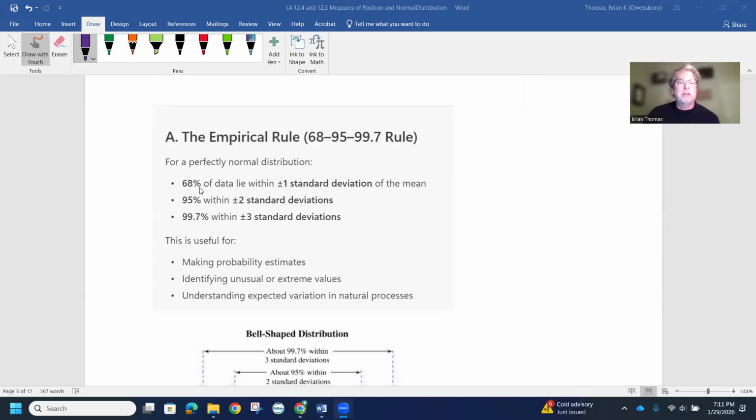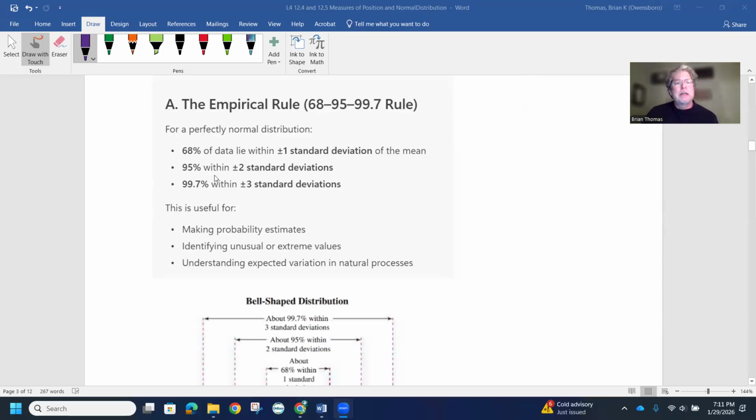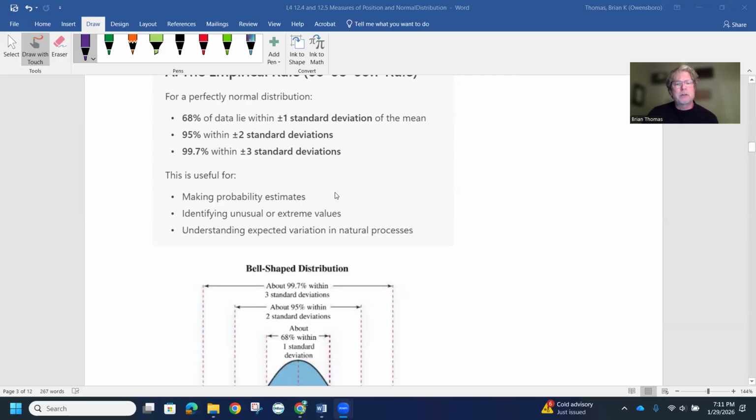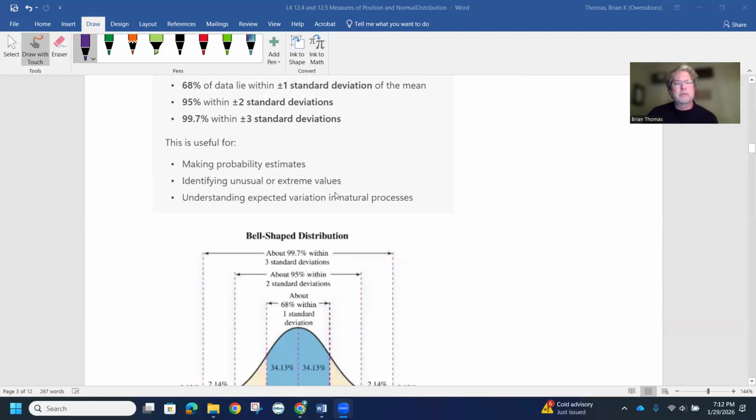So what this is saying is 68% of the data lies within plus or minus one standard deviation of the mean, so right or left of the mean. 95% of the data is going to be within plus or minus two standard deviations from the mean, and 99.7% of the data lies within plus or minus three standard deviations. So this is really good for our probability because that's where a lot of probability is going to be coming from, this normal curve.